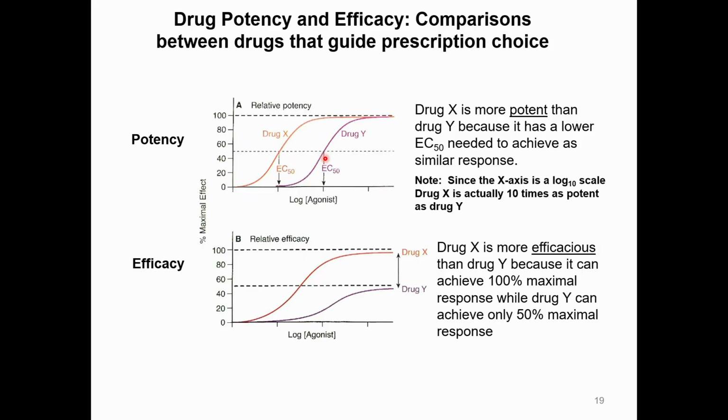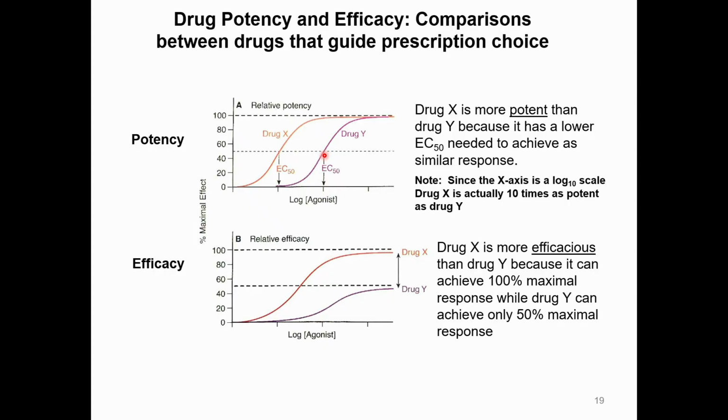So based on this comparison of two different drugs, looking at the same effect, we could say that drug X is more potent than drug Y because it has a lower EC50, okay? Now you can tell from the shape of the curve that this is a log scale on the x-axis, right? So since it's log scale, if this is 1 and this is 2, that means that drug X is actually 10 times more potent than drug Y, okay? So that's all about potency. We're comparing the relative potency of two different drugs here.